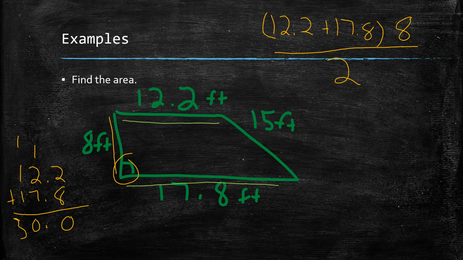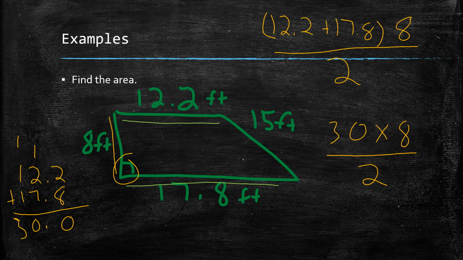So this problem becomes 30 times 8. Let me erase that. So it'll be 30 times 8 divided by 2. So you can multiply 30 times 8 and get 240.